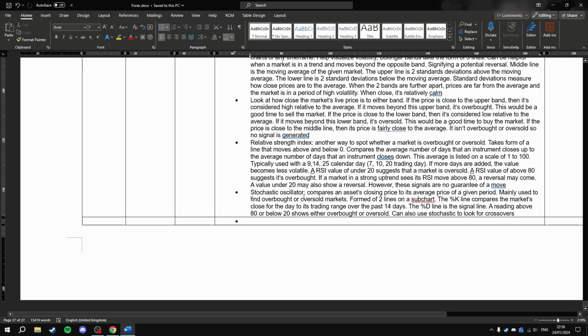So what I wrote: formed of two lines on a subchart, the percentage K line compares the market's close for the day to its trading range over the past 14 days, and the percentage D line, which is a signal line.